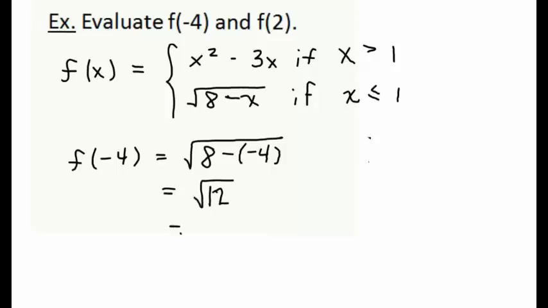Now we can simplify this a little bit. We know that two factors of 12 are 3 and 4. 4 is a perfect square, so let's take the square root of the 4. So we are left with 2 square root 3.